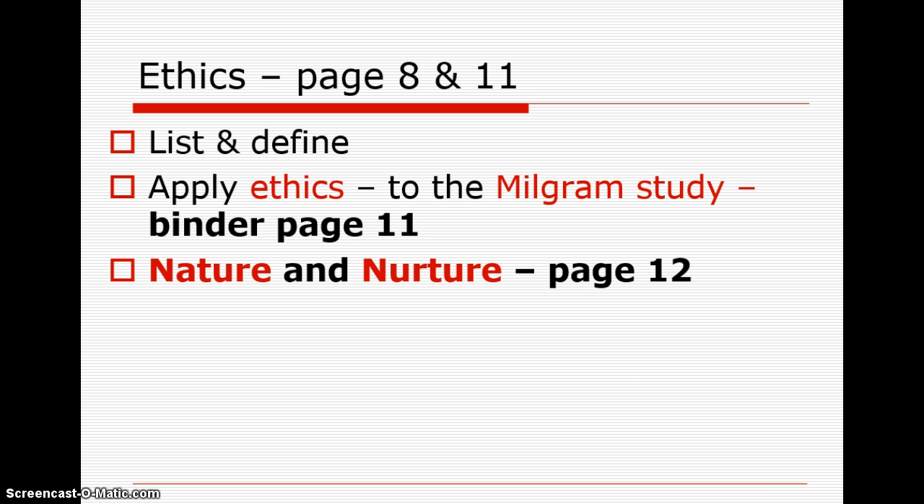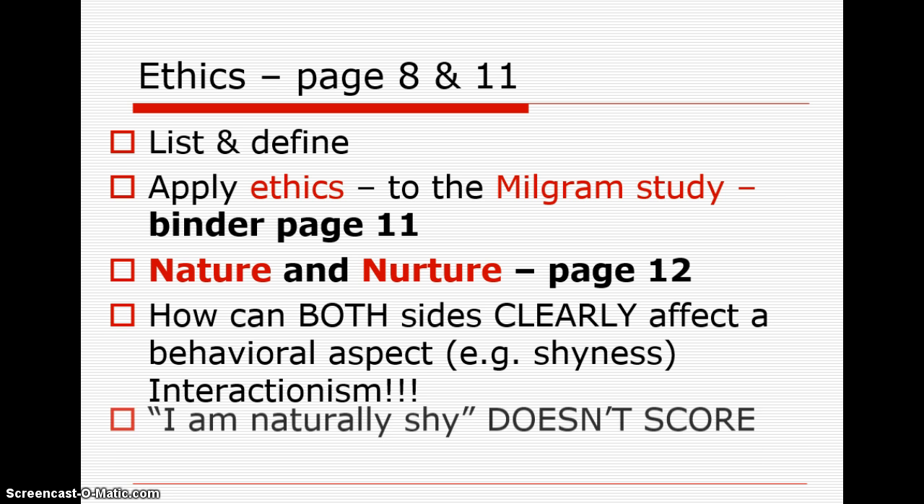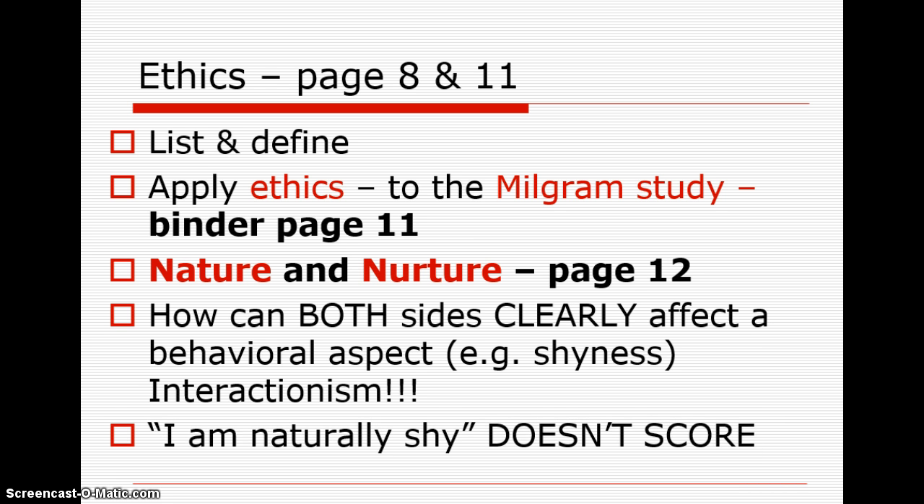Nature and nurture will also be part of this exam, so make sure you look over the notes on page 12 and look at the application of nature and nurture. And make sure you can talk about both sides of it. For example, shyness. You can be genetically predisposed to being shy, but also your environment can encourage you to be shy. So that interaction of both nature and nurture is something you should be able to support. Oh, and saying somebody is naturally shy, that doesn't score.